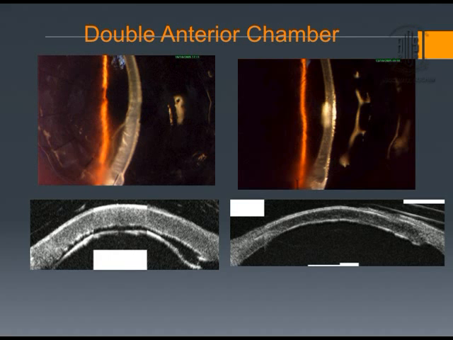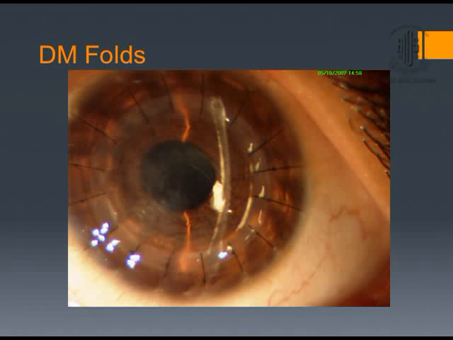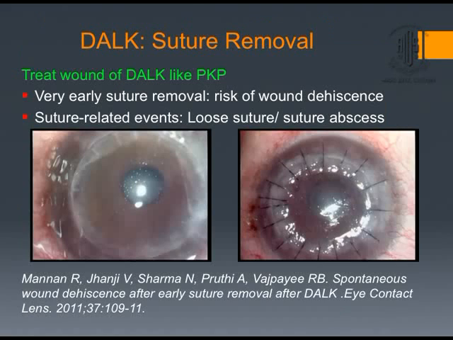You can have problems of double anterior chamber. If they are shallow, they generally subside on their own, or you may have to inject C3F8 gas in cases where descemet's membrane detachment is large. There may be descemet membrane folds which over a period of time do disappear. For suture removal in a case of DALK, you have to treat the wound like a penetrating keratoplasty, because only the descemet membrane is remaining behind, and if you are overzealous in removing the sutures, this may cause risk of wound dehiscence. This is one of our cases where we removed the sutures early and we had to resuture the graft.